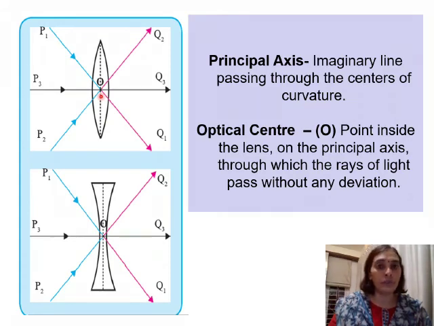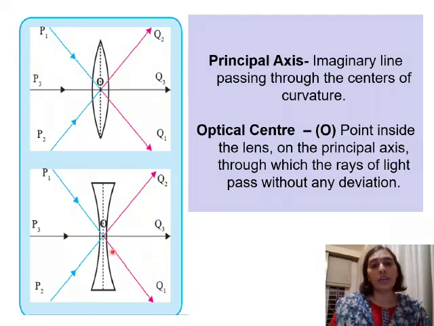Or the lateral displacement. This term we had studied when we were studying the glass slab experiment, and it told us about the lateral shift that took place in the direction of the ray of light when it was traveling from one transparent medium to another transparent medium. So here also the refraction does take place, but because the lens is a thin lens, the lateral displacement or the shift is almost negligible, and the ray can be considered to be passing without any deviation when it is going through the optical center.